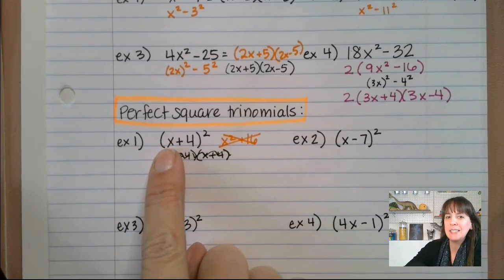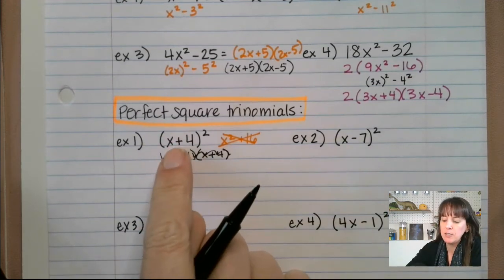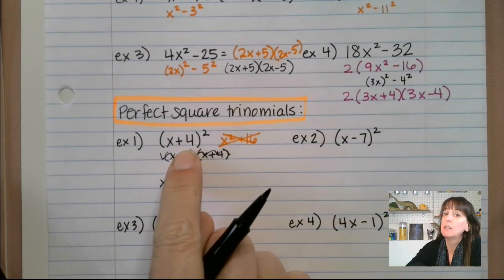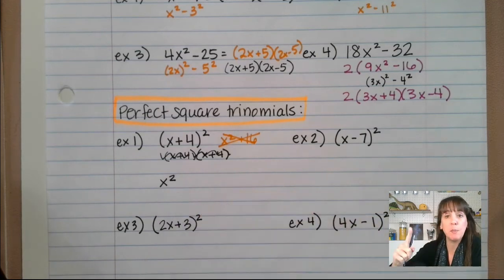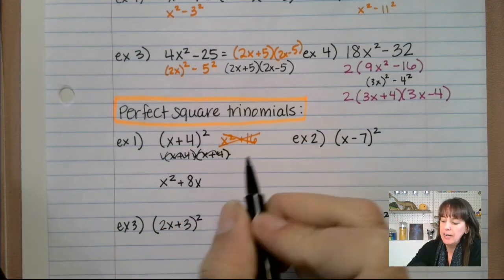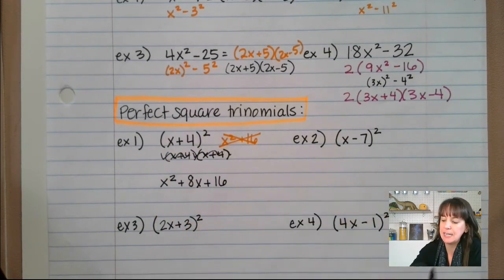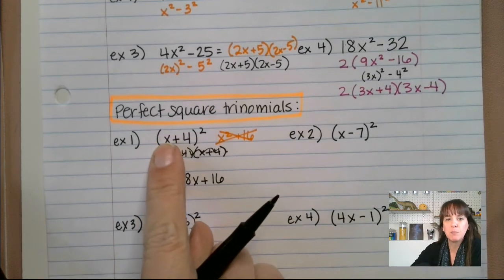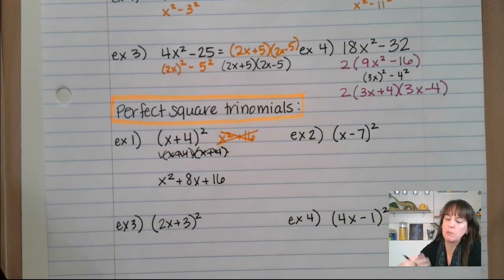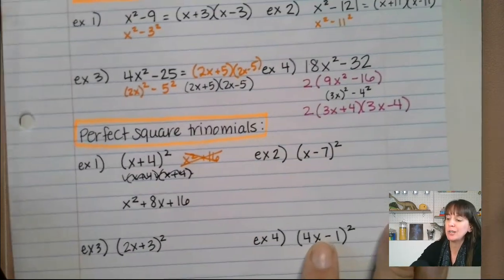You take this guy in the front and you square it. So we say x squared. Then you multiply these two things together. X times 4 is 4x. And so then you double that. So 4x doubled is positive 8x. And then you take that last thing and square it. So plus 16. And you have just multiplied this out, foiled it, distributed, box method, whatever. You have just done that without actually having to do it. So let's try that again.